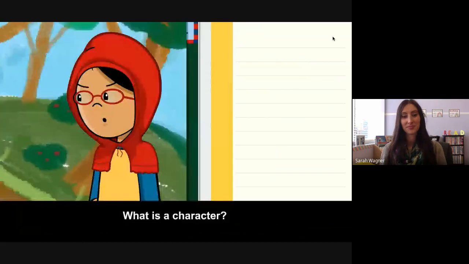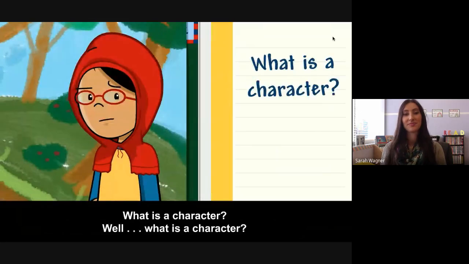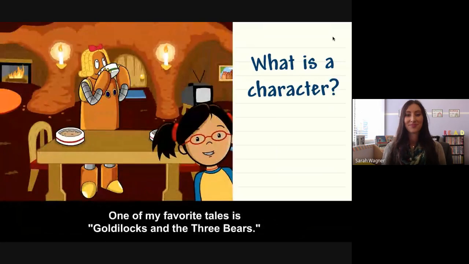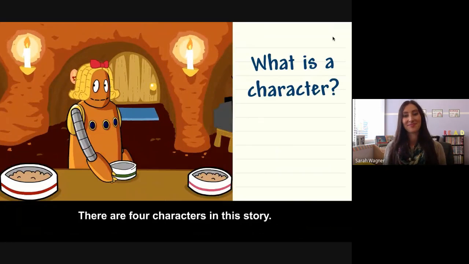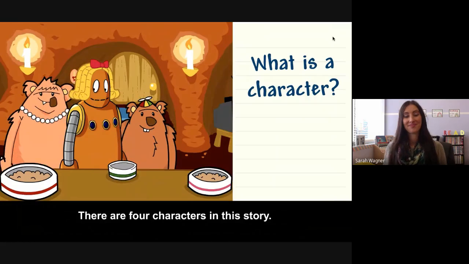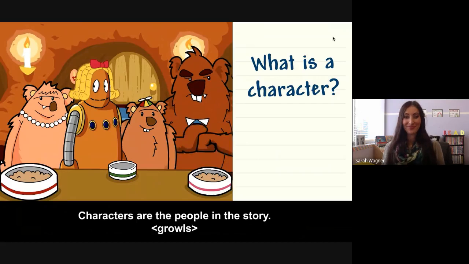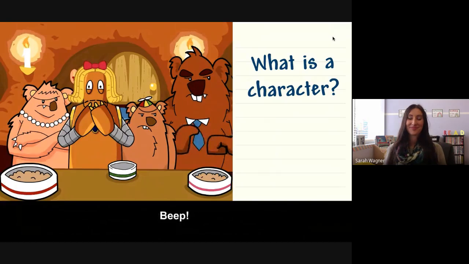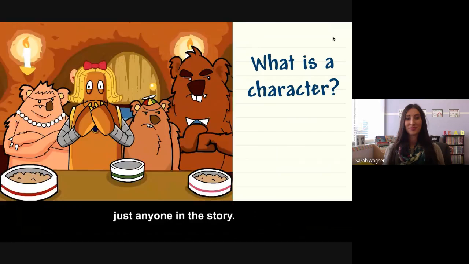What is a character? Well, what is a character? One of my favorite tales is Goldilocks and the Three Bears. There are four characters in the story. Characters are the people in the story. Right. I guess characters don't have to be people. Just anyone in the story.